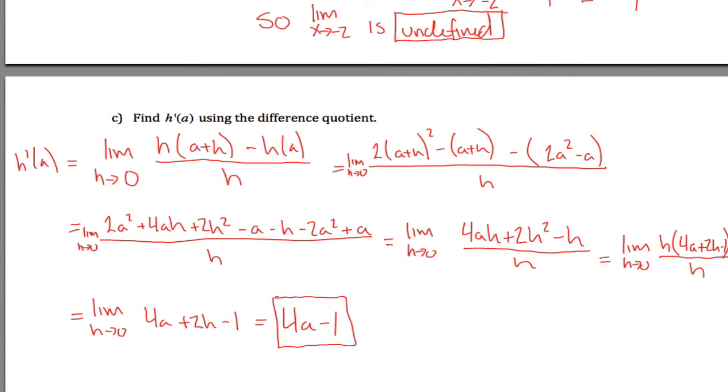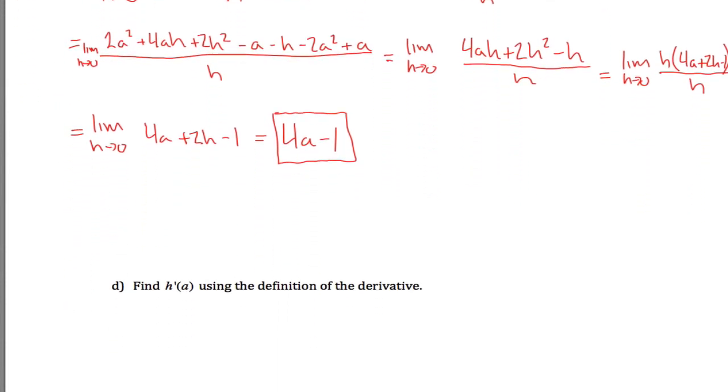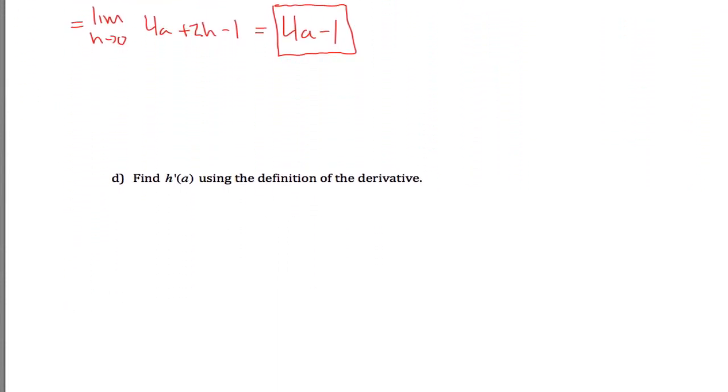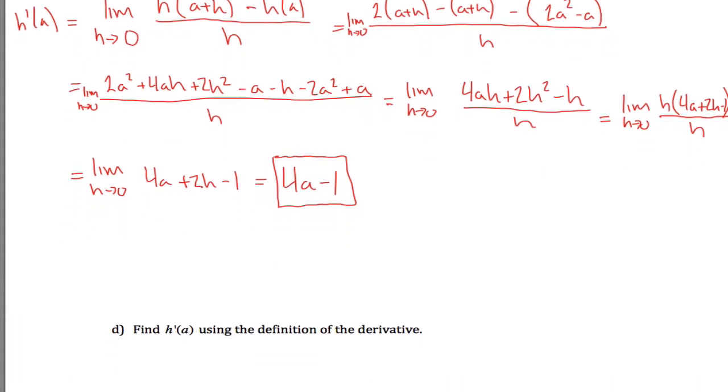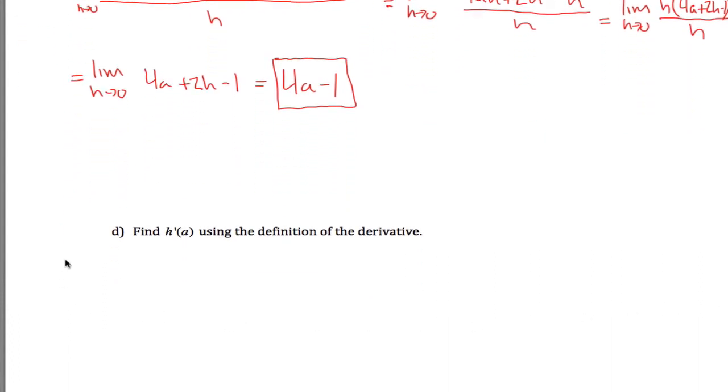Find h prime of a using the difference quotient. All right, I just did. Find h prime of a using the definition of the derivative. All right, we're going to do the same thing, except now we're going to switch colors for one thing. We're going to say h prime of a is the limit as x approaches a of f of x, h of x in this case, minus f of a, again h of a in this case, over x minus a.